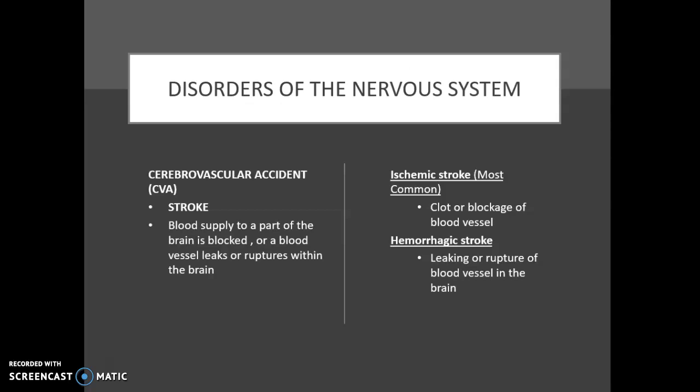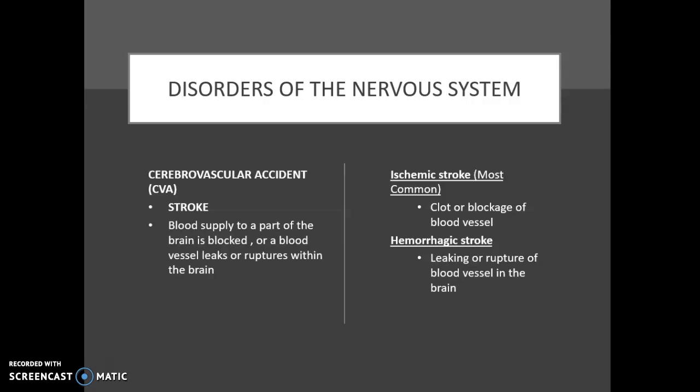Disorders of the nervous system. The first one we'll talk about is your CVA. It stands for cerebral vascular accident. That is what we'll also refer to as a stroke, or some people will call it a brain attack. But it's when the blood supply to part of the brain is blocked or a blood vessel leaks or ruptures within the brain. A stroke can be either ischemic or hemorrhagic.